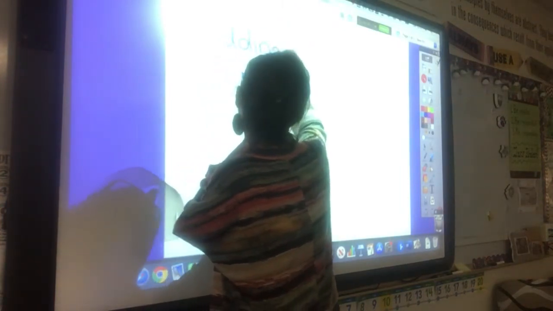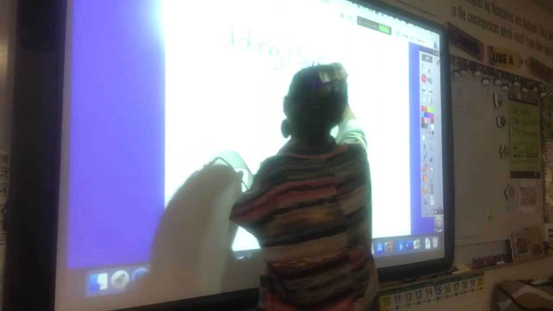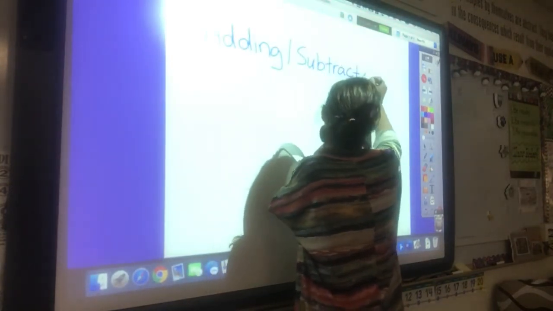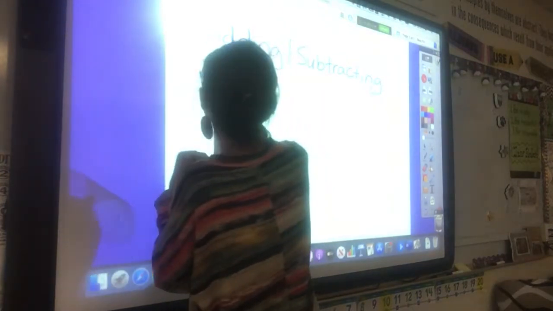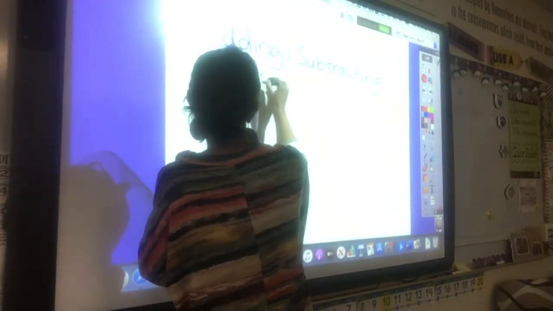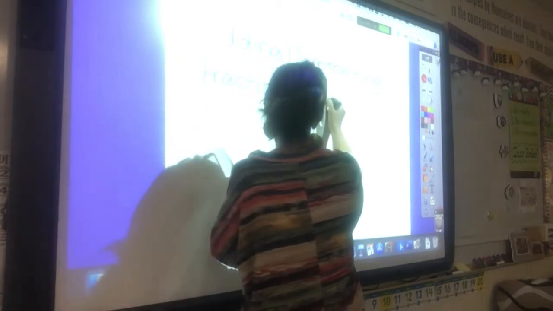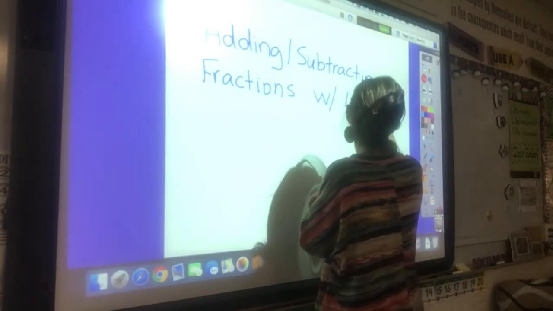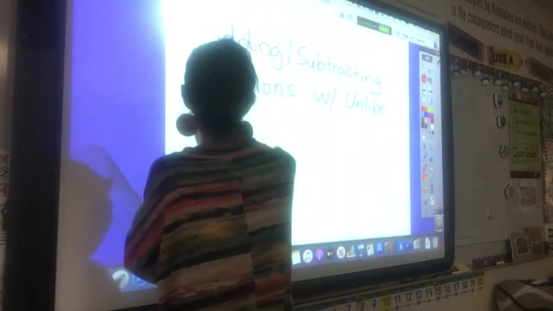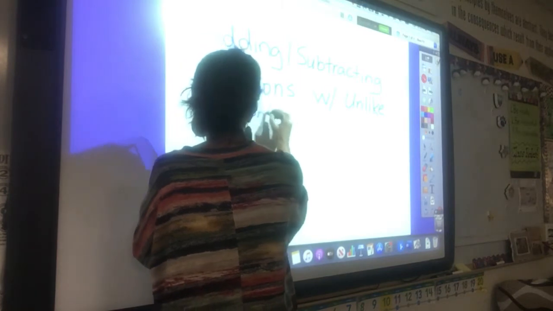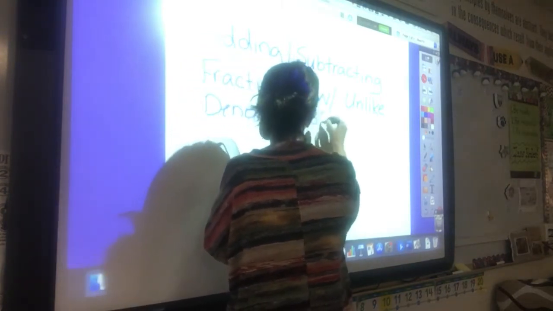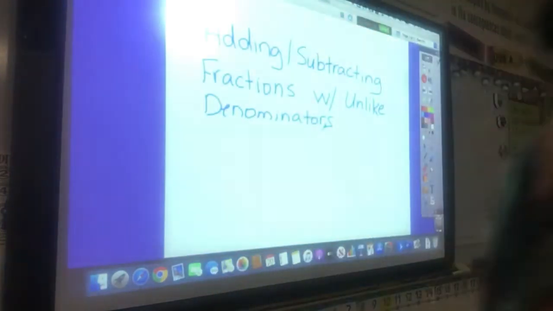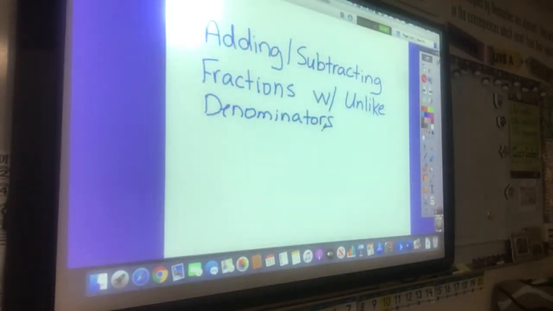So adding / subtracting fractions with, and you can just do a W with a slash, that's with, and it's called unlike denominators. Okay, so we're going to do adding and subtracting fractions with unlike denominators. So the denominators are not going to be the same. Adding and subtracting fractions with unlike denominators.